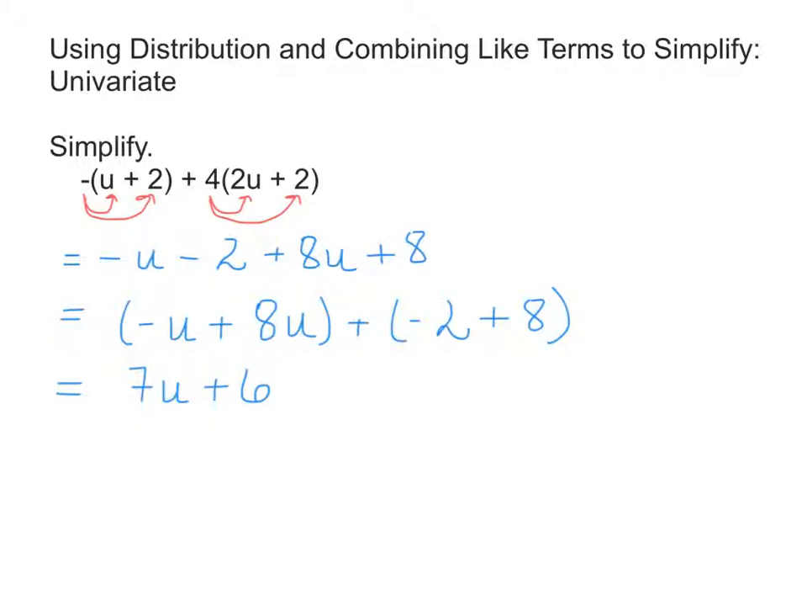Now we can combine the like terms. We have a negative u plus 8u. These are unlike signs, so we find the difference and keep the sign of the larger number. So we get 7u. Negative 2 plus 8, again, unlike signs, we find the difference and keep the sign of the larger number. So we get a positive 6. So our answer here is 7u plus 6.